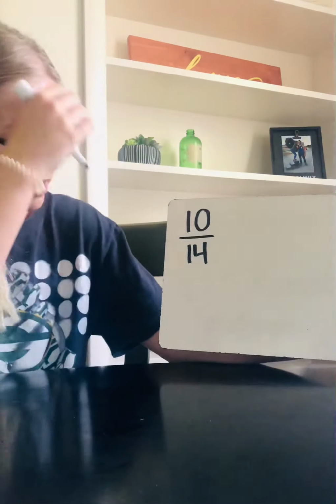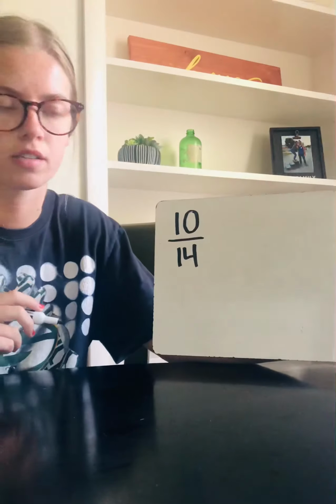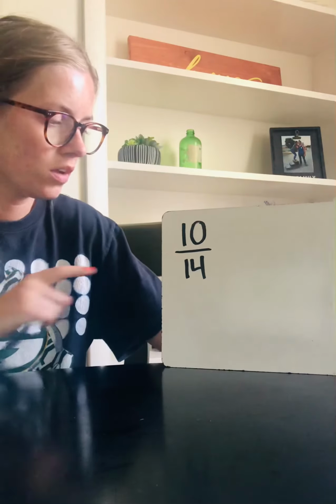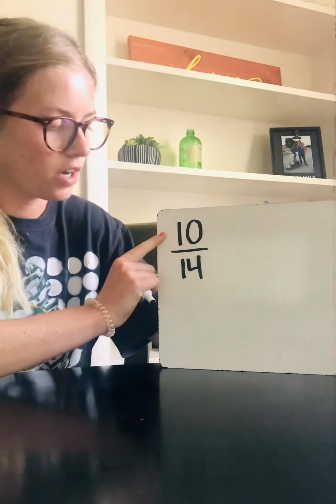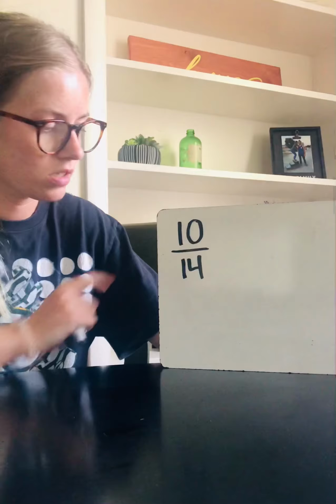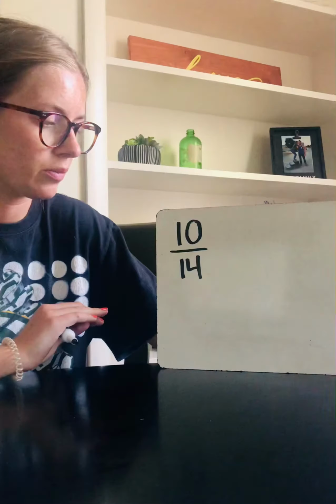So today we're going to be talking about simplifying fractions, and many students will use the greatest common factor to help them simplify a fraction. So if you find the greatest common factor of 10 and 14, you'll take that number and you'll divide your numerator and denominator by it to get your simplified fraction.